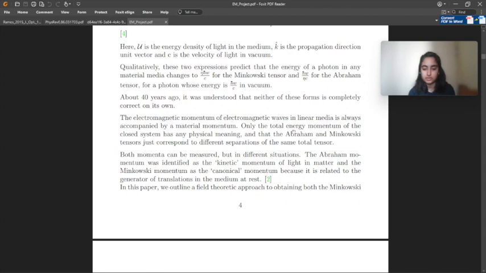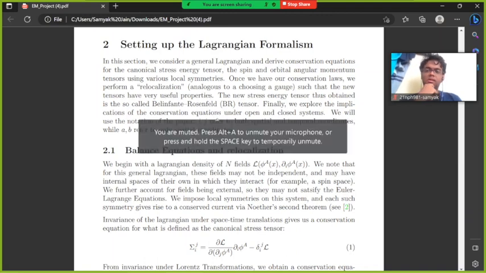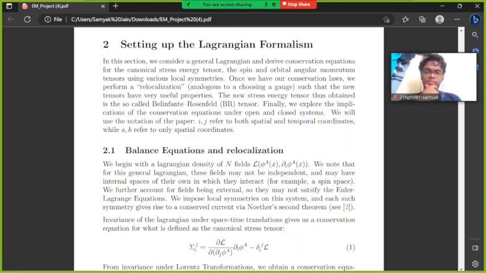In this section, we will consider a general Lagrangian of different fields. And for this particular Lagrangian, we will derive conserved quantities and conservation equations. To do this, we use Noether's second theorem. We impose local gauge symmetries on the Lagrangian, and Noether's second theorem guarantees us a conserved current.